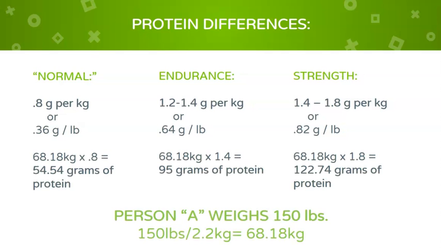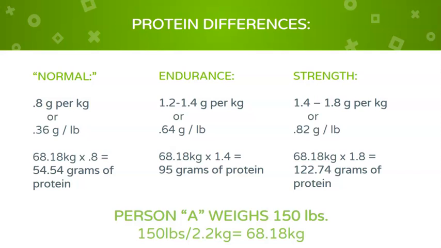Okay, so say that this person is the same person as before. Person A weighs 150 pounds. You would get their weight into kilograms. So go ahead right now and write your weight in pounds and divide it by 2.2 to get your weight in kilograms. Then decide, where do you best fit?